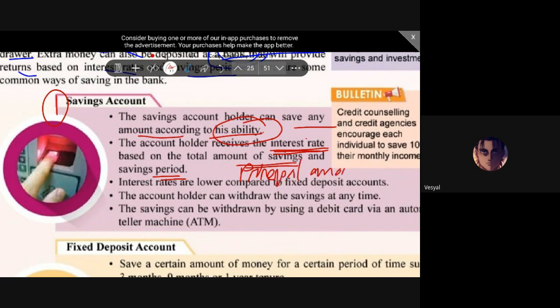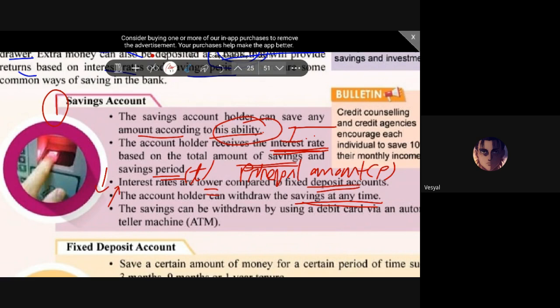In your formula of PRT, this is your P. And the savings period is your T. The interest rate is your R. I mean I, not R, sorry. So one low point of the savings account is that the interest rates are actually lower when compared to a fixed deposit account. But that's why most people actually opt for a savings account, because of the advantage.